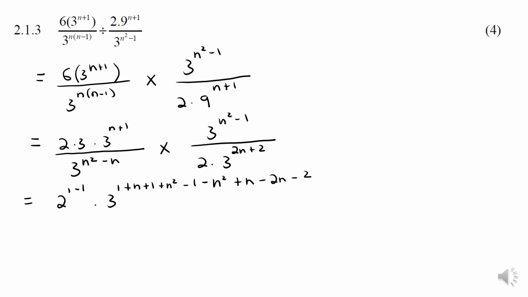From here I'm just going to add the like terms in the exponents. For the 2, I'm left with 2 to the power of 0 times 3 to the power of negative 1. Since I don't want to end with a negative exponent, I can change it to 1 over 3.